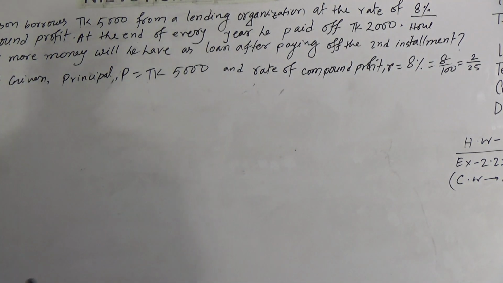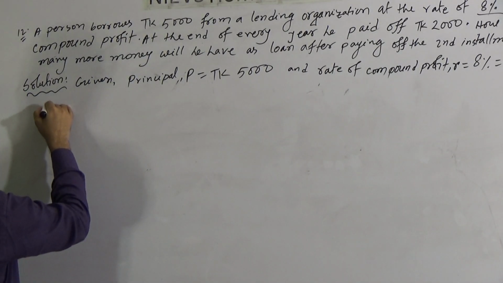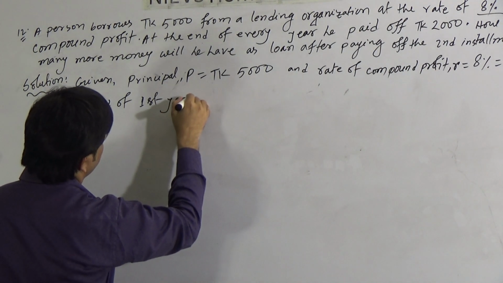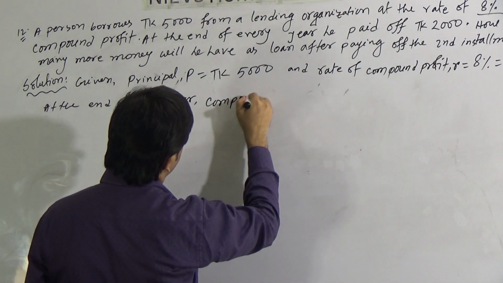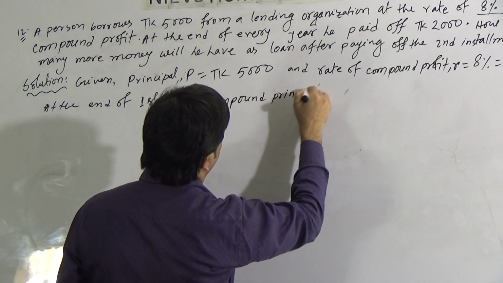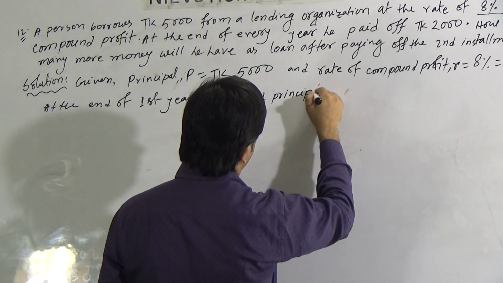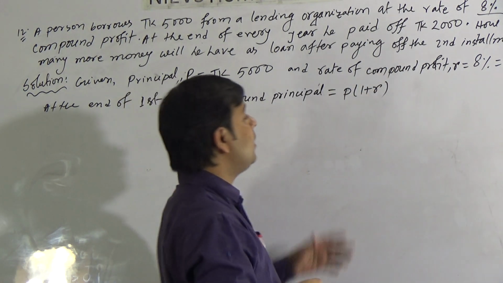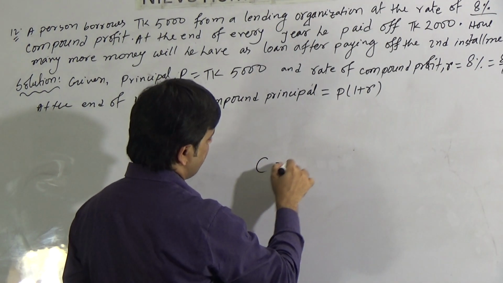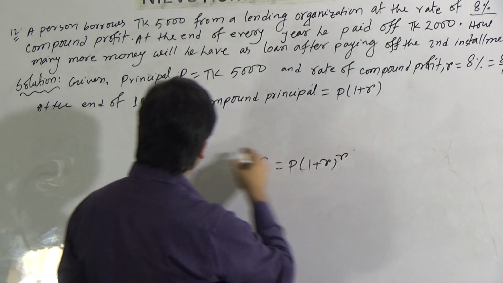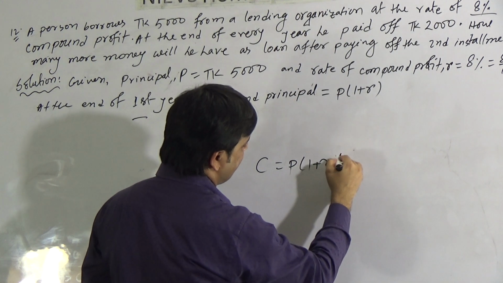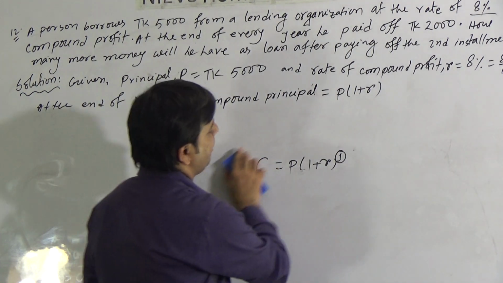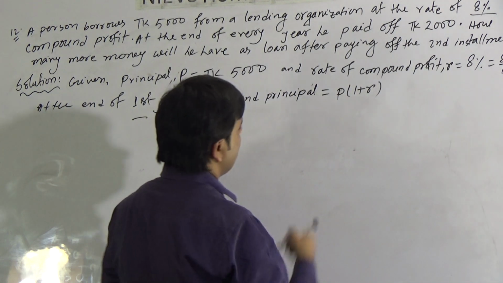Okay, now we can determine the compound principal at the end of first year. As here the rate of profit is compound, we have to write compound principal, that is equal to P into 1 plus R. Dear students, you know compound principal C equal to P into 1 plus R whole to the power n. As this is for the first year, the value of n will be 1. If it is 1, you can write it or not, the value remains the same. For this I have written here P into 1 plus R. Now put the value of P and R, you will get the compound principal.